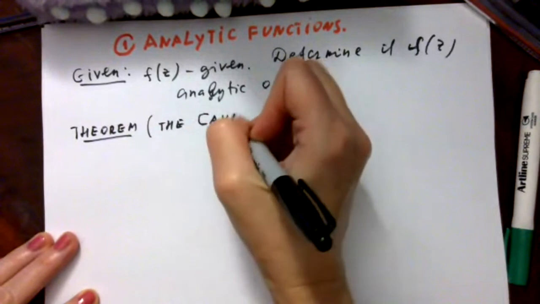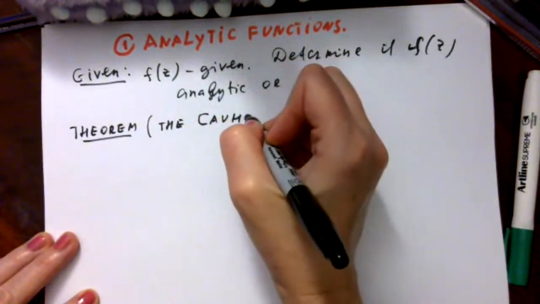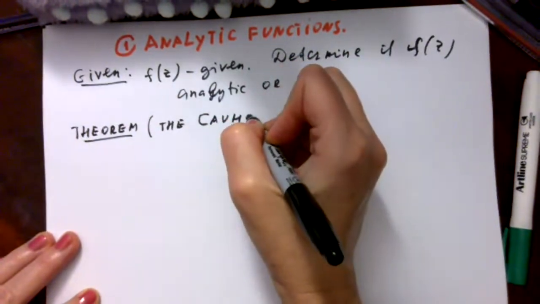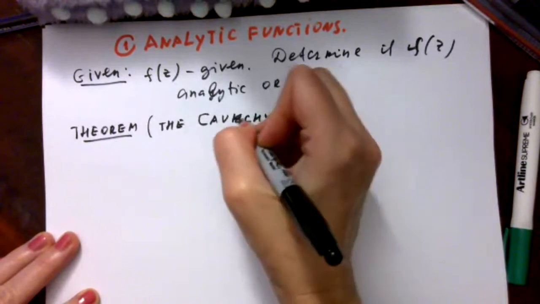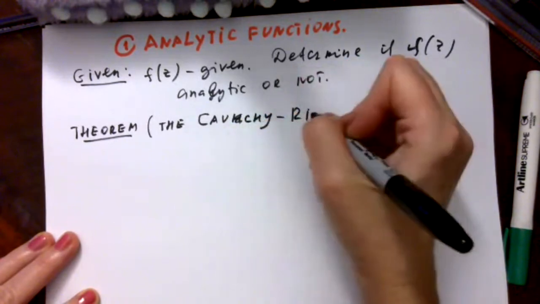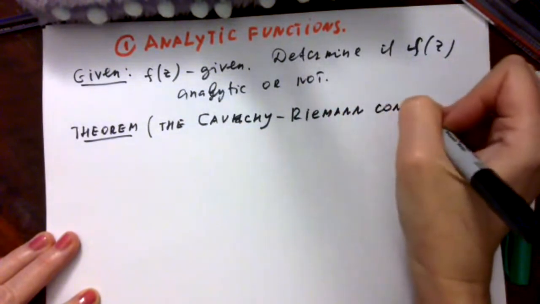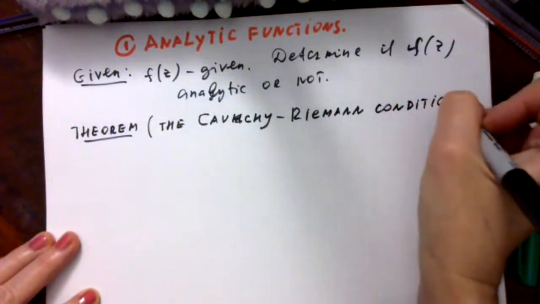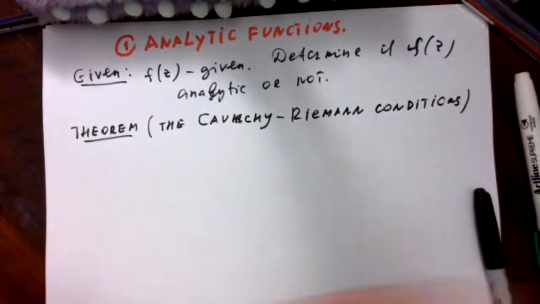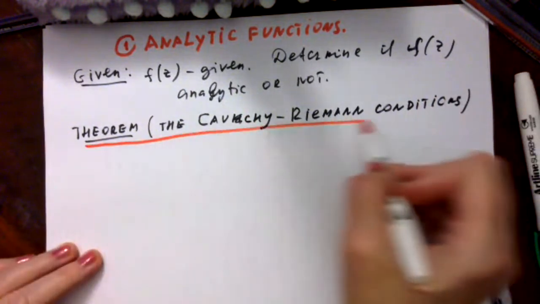Cauchy is a very famous French mathematician, as you know. I don't know about the spelling, maybe it's wrong again. Cauchy-Riemann. As for Riemann, I'm not so sure. The Cauchy-Riemann conditions. The theorem called Cauchy-Riemann conditions. So that's how this theorem looks like.